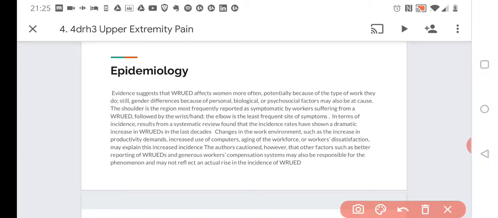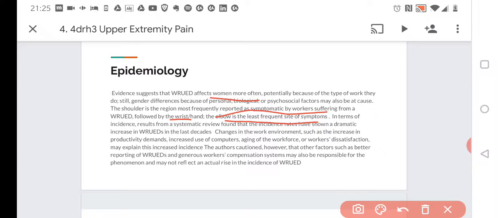And generally, women are more often affected, potentially because of the type of work they do. So still, gender differences because of personal, biological, and psychosocial factors may also be at cause. The shoulder is the region most frequently reported as symptomatic by workers suffering from WRUED, followed by the wrist and hand. The elbow is the least frequent site of symptoms.